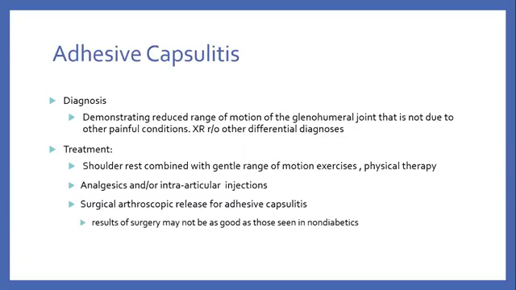So an X-ray is useful to rule out other differential diagnoses, but it's not necessarily useful to show that a patient has adhesive capsulitis. These patients are treated with shoulder rest combined with gentle range of motion exercises and physical therapy. Analgesics and/or intra-articular injections can be helpful. If not, there are surgical arthroscopic releases for adhesive capsulitis. However, studies are showing that the results of the surgery may not be as good as those seen in non-diabetics when it's done on a diabetic patient.